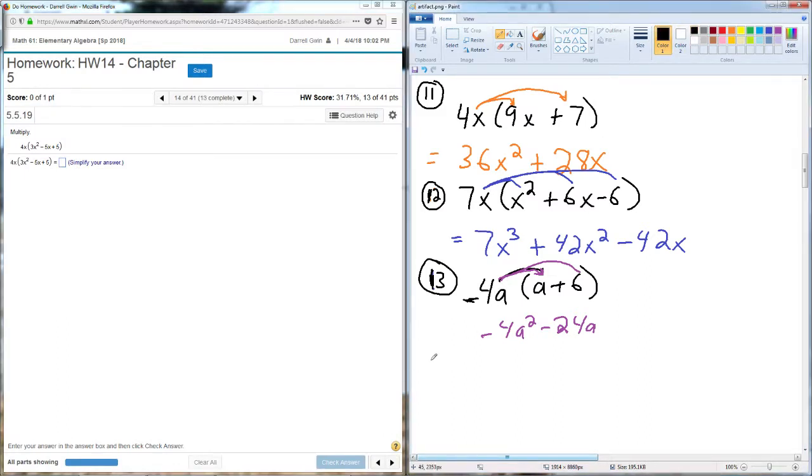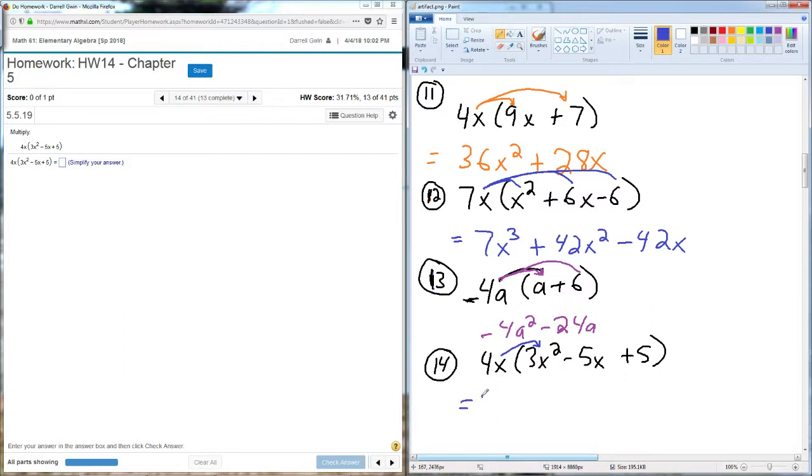Number 14. So we got 4x times 3x squared minus 5x plus 5. Alright, let's do this one in blue. This is more of an advanced problem, so I'm going to do the numbers first.